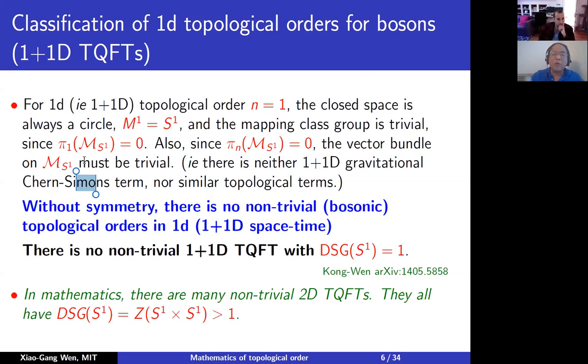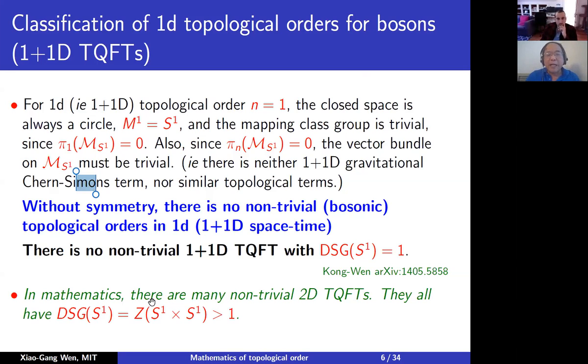So according to our conjecture, if you believe this vector bundle fully characterizes topological order, then we say that there is no topological order in one plus one dimension. So therefore, there is only trivial topological order. There is no non-trivial topological order in one plus one dimension, if there is no symmetry. Certainly with symmetry, things are different, which we will not discuss here.